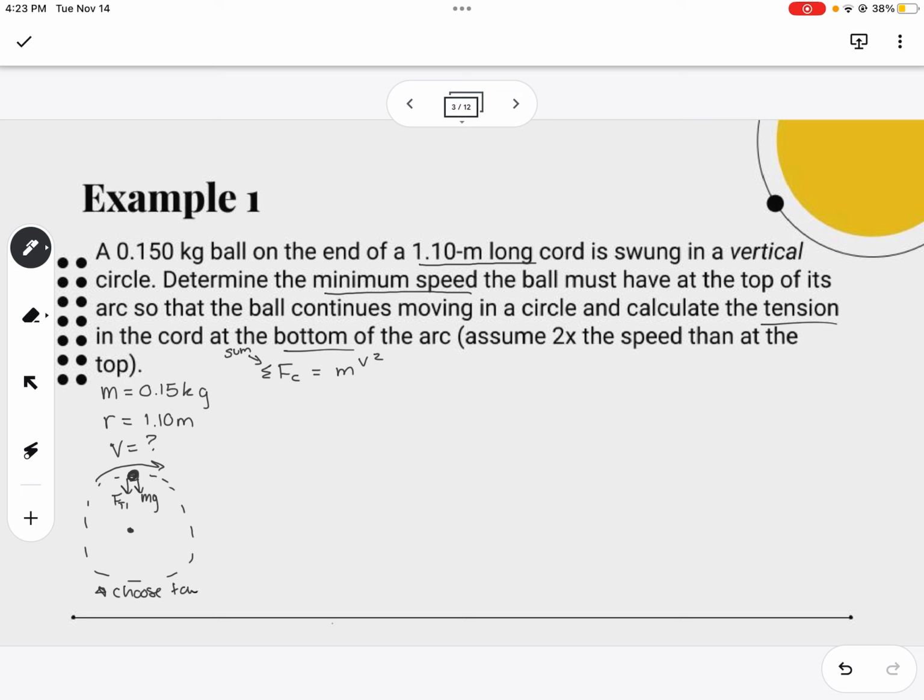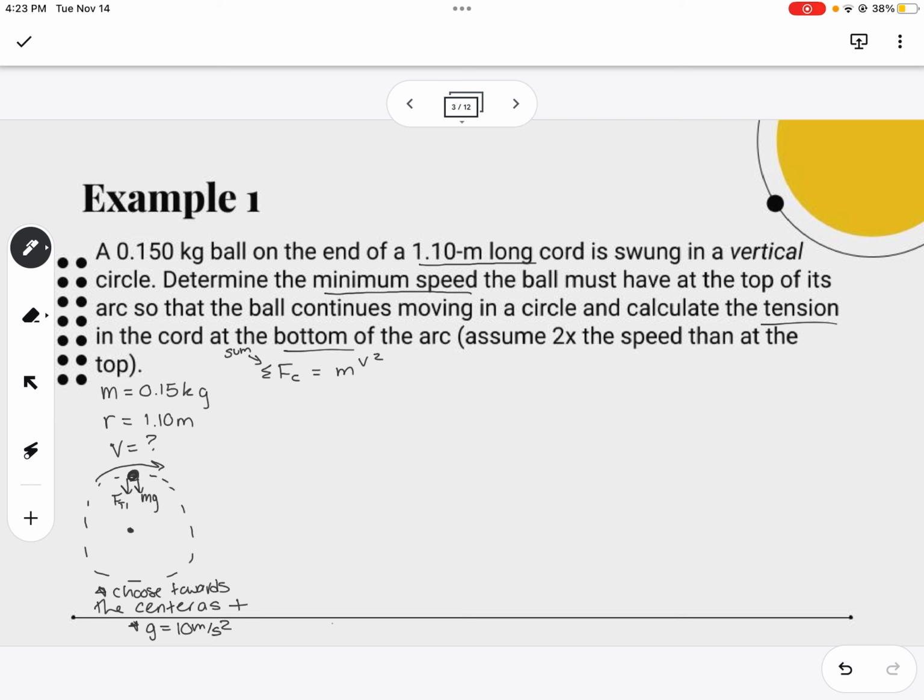Choose towards the center as positive. You do not have to do this. This is just something that we are going to assign. And remember that G, if you ever see G, we're just going to use positive 10 meters per second squared.